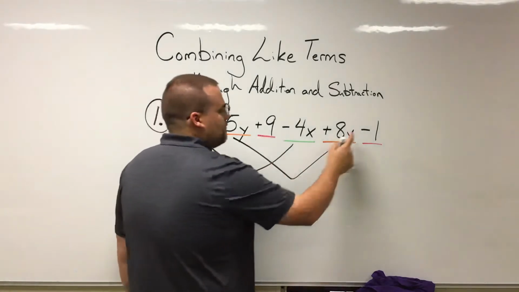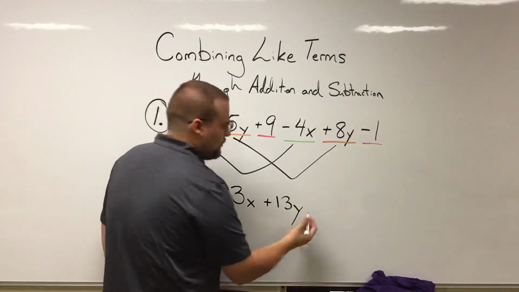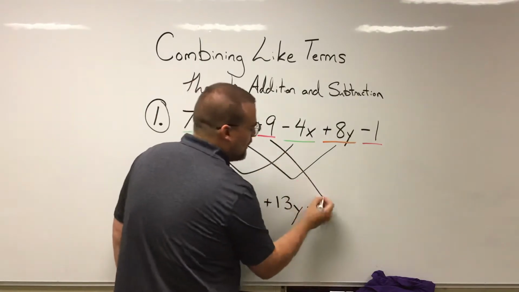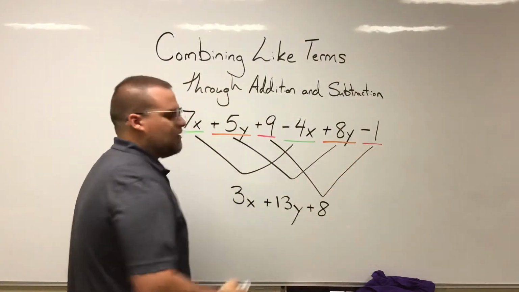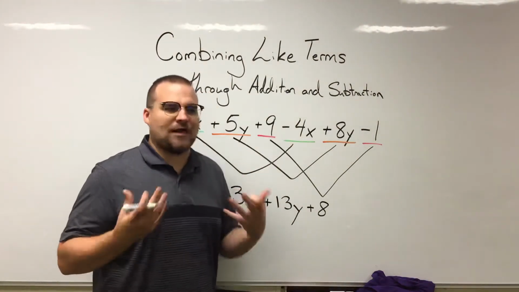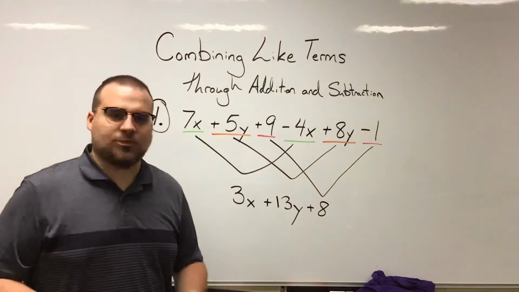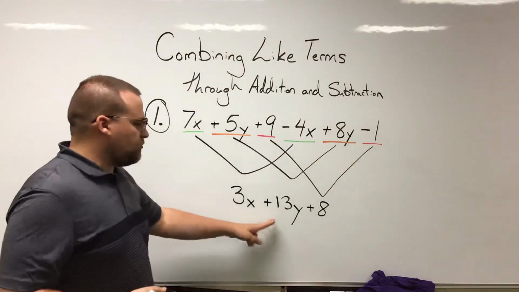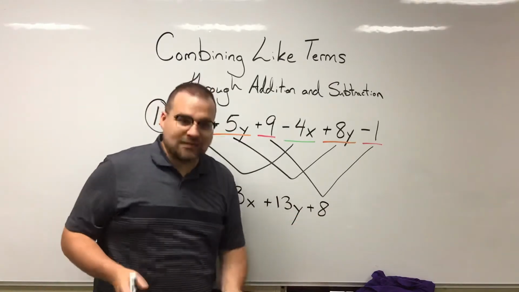And then we have here 9 minus 1. That's pretty straightforward. That's going to make 8. And again, we keep that sign with it because we are trying to construct this simplified or combined expression. Now, that's our answer, right? 3x plus 13y plus 8.